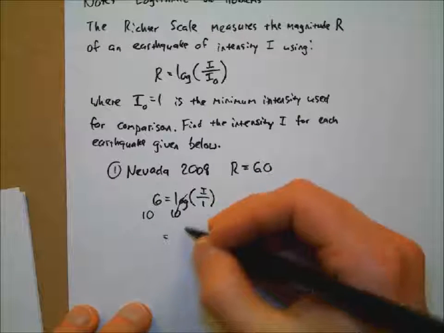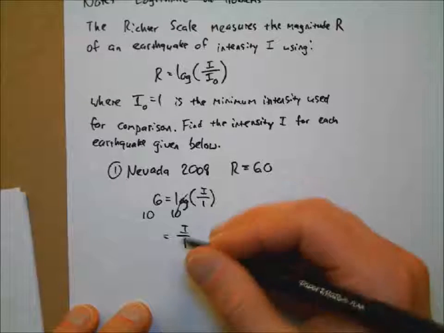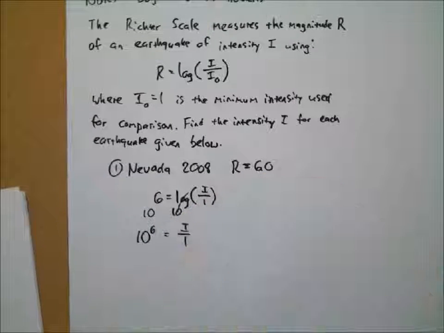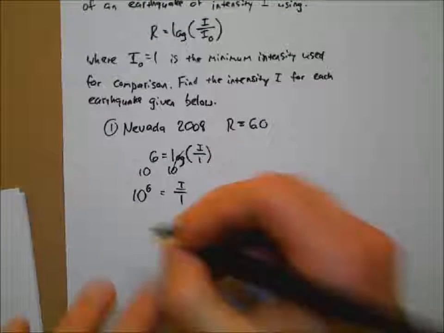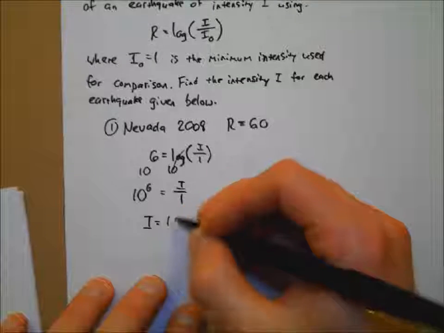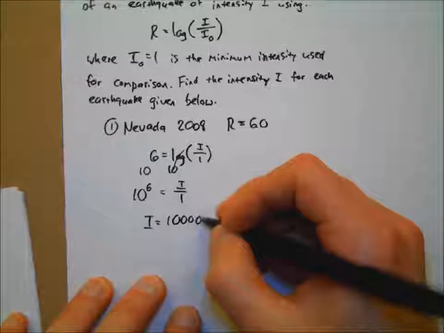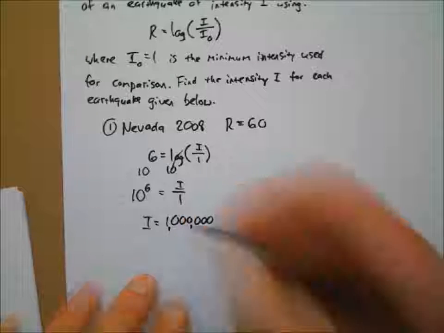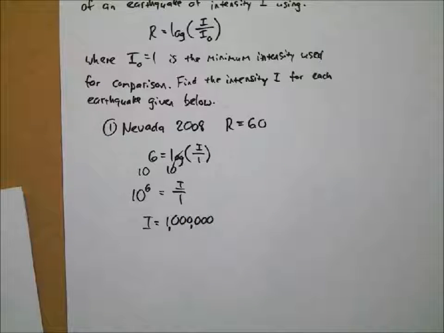You're left with I over 1 equals 10 to the 6th. Or in other words, I is a 1 followed by 6 zeros. So the intensity is 1 million. Not sure on the units for this, so we'll just leave it 1 million. But that's the wave energy there. I'm not sure what the units are. I can try and look that up.